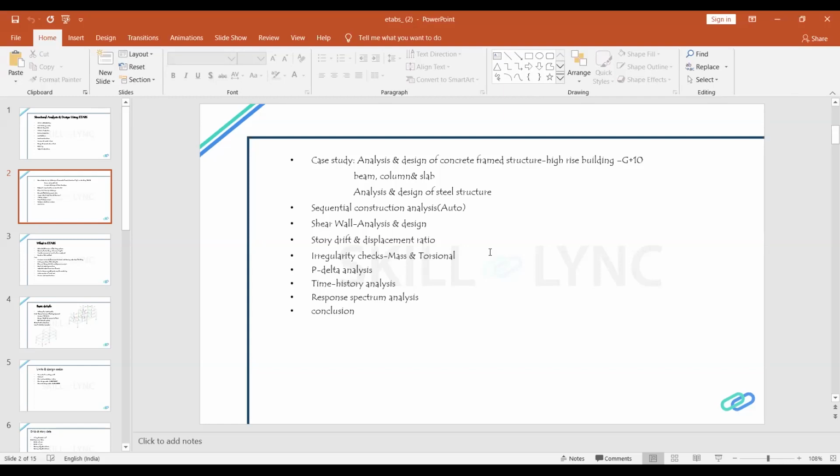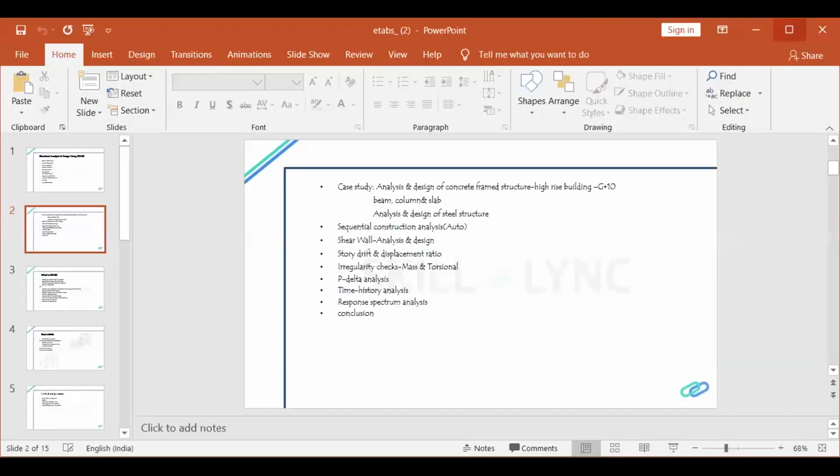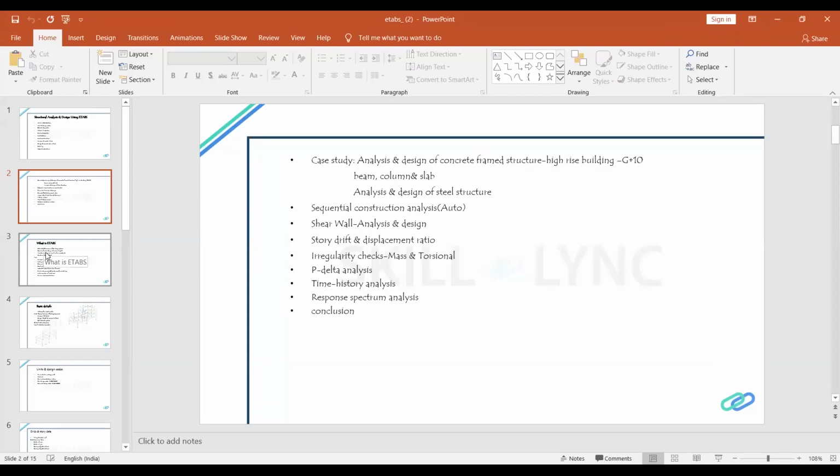Irregularities check, the mass and the torsional irregularities. Delta analysis, that is P delta and P big delta. These are the structural parameters one can check easily with the help of this software. Time history analysis, the response spectrum analysis, and the conclusion at the last. Before the next slide, first we'll go for what is ETABS.